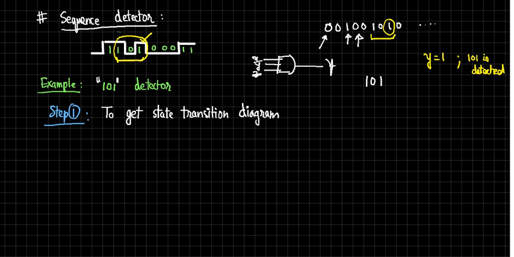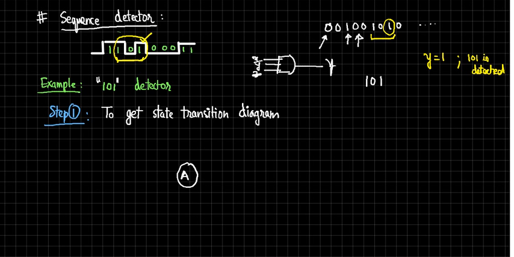We have to observe how the bit pattern or the states would change depending on the input bit pattern. So if I find such a problem, I would always begin with the state transition diagram. So what is the initial state? Let's say the initial state is A. That means the initial condition.